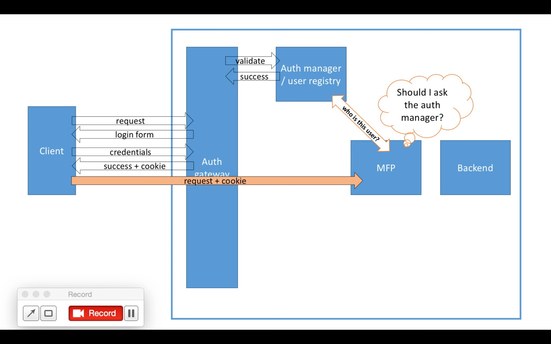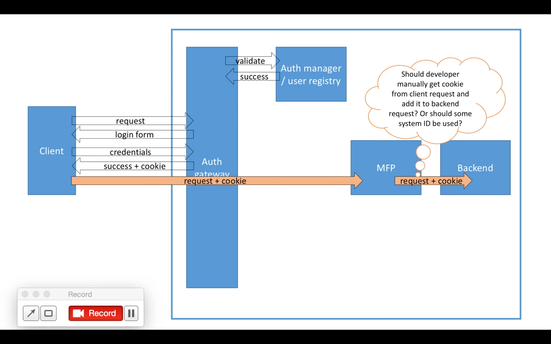So the developer might need to manually implement functionality that will allow the MobileFirst platform to go to the user registry or authentication manager and find out what this cookie means. Or some kind of additional functionality that will allow it to parse this cookie and get some information from it. So there are multiple ways here, but the idea is this is something the developer will probably have to implement manually.